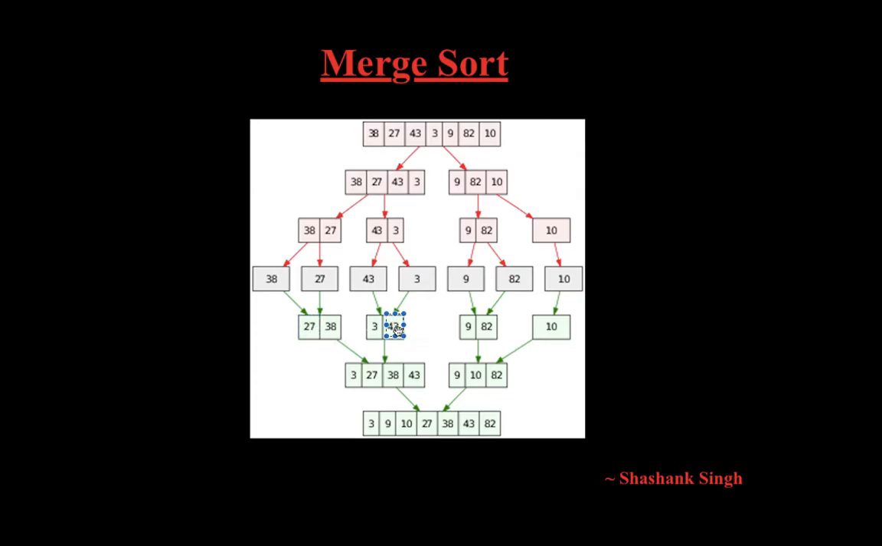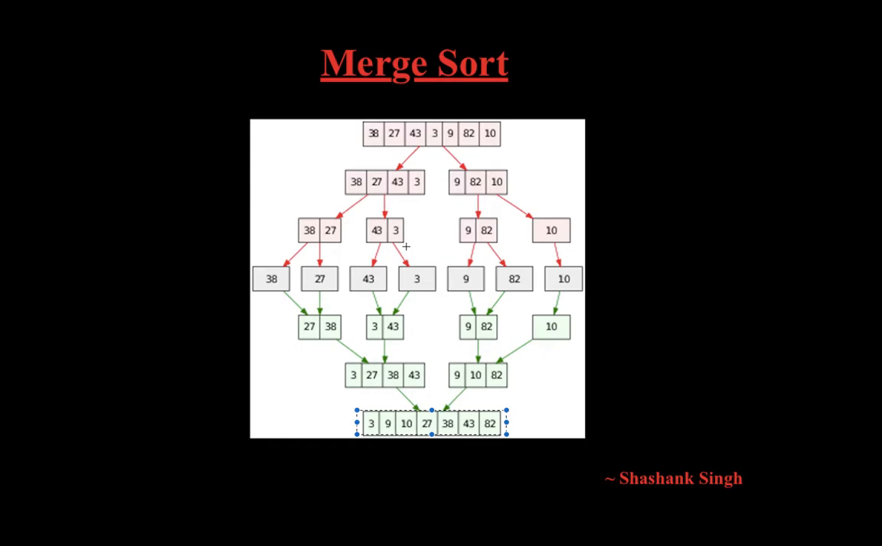Now 27 and 43, 27 is lesser, so we will put 27 in the resulting list, and now i will be incremented by 1. Now i will point to 38 and j is pointing at 43. 38 and 43 will again be compared, so 38 is lesser, so 38 will be put here, and then 43 will be written as it is, right? This is how we'll do it. We'll keep on merging all the left sublists and right sublists after comparison, right? So at the end we will get a sorted list. This is how merge sort basically works.